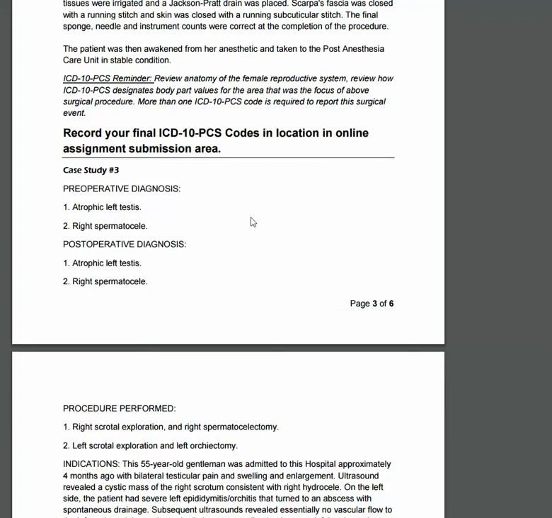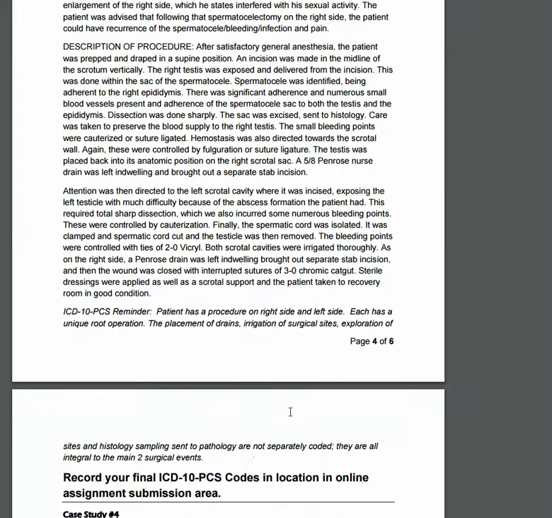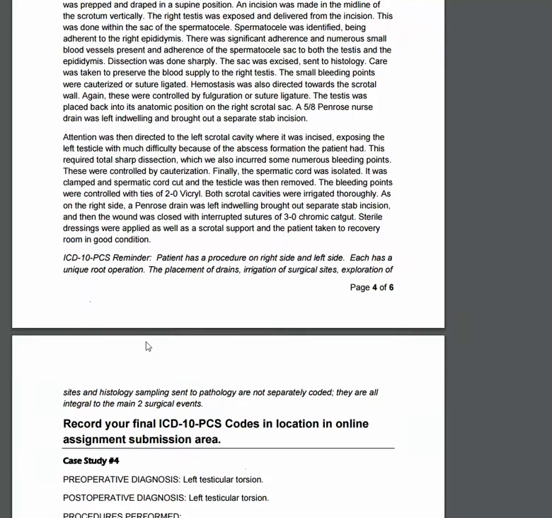Case number 3 is moving to the male anatomy. Now we have a patient who is having a spermatoceliosectomy and a left orchiectomy. Remember your note, patient is having a procedure on the right side of his body and the left side. Each has a unique root operation.